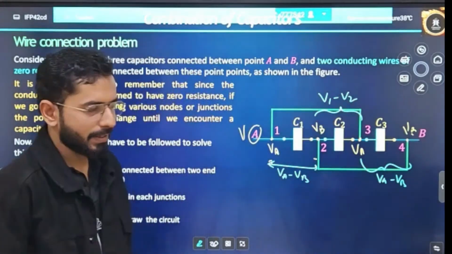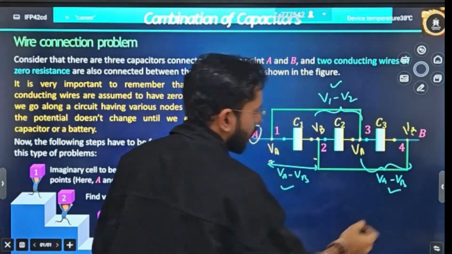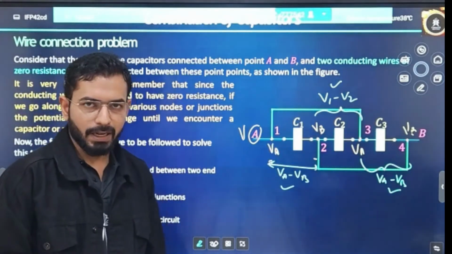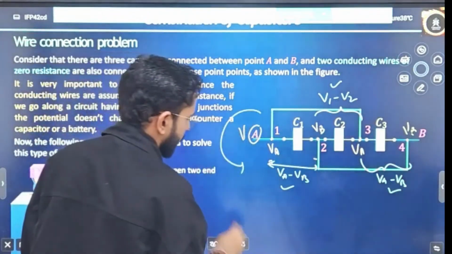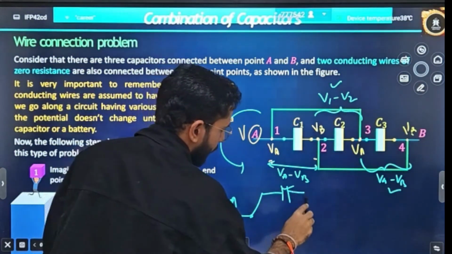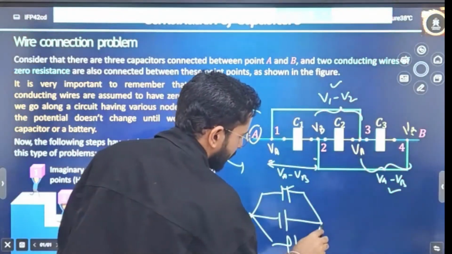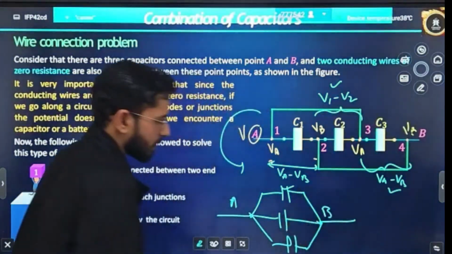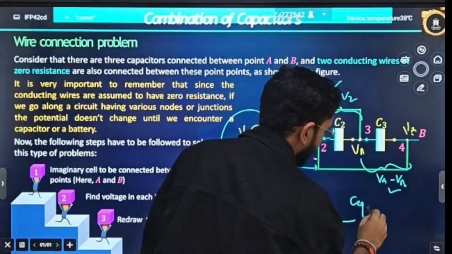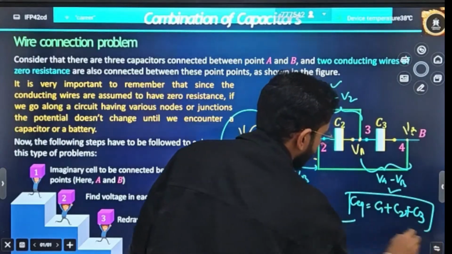Now if I ask you, can I say that the potential difference across C1, C2, and C3, all these three, are the same? If the potential difference is the same, I can redraw this diagram. I will say this point is A, and I will connect all these three capacitors in a parallel combination. The reason is that the potential difference across all of them is VA minus VB, that is, across the same potential. So C equivalent will be equal to C1 plus C2 plus C3.